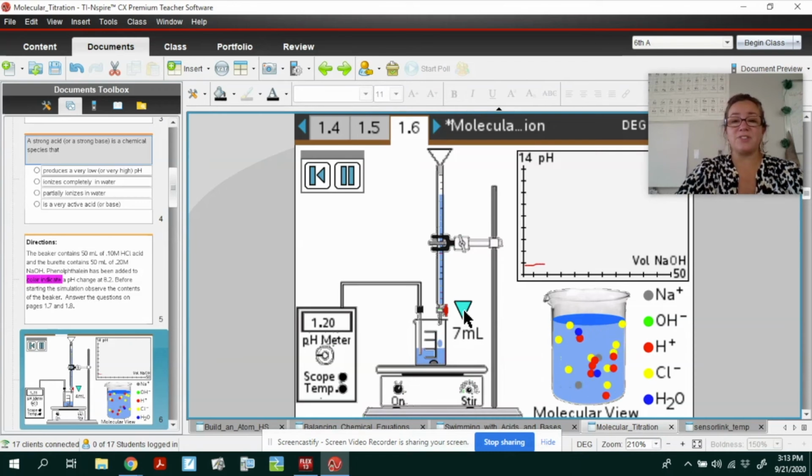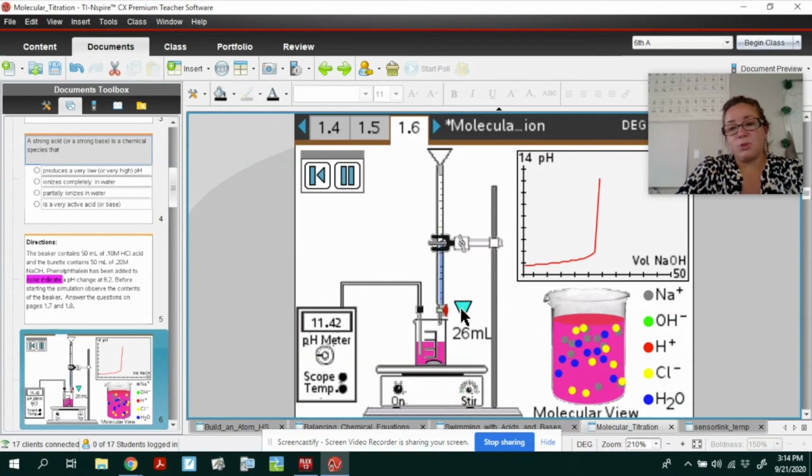And my graph is starting to change. I'm starting to get a noticeable difference in the pH. My pH is changing. I have some more of my water forming and more sodium ions floating around. And as I continue to do this, we all know with titrations, there's just that one point right before you put one more drop, and now it's pink, which tells me the pH that indicator notices.